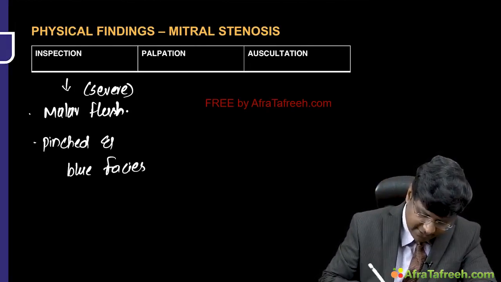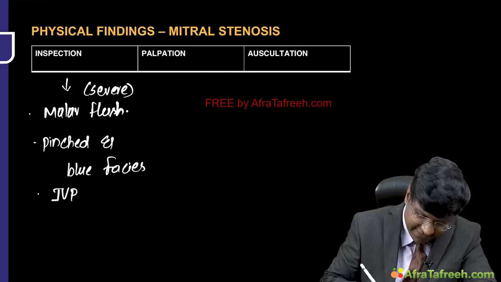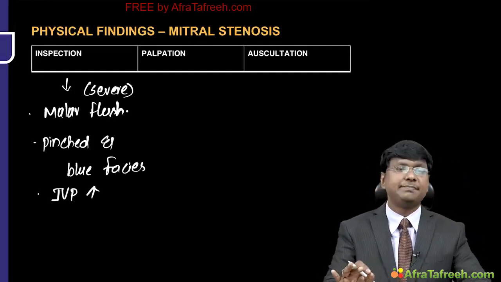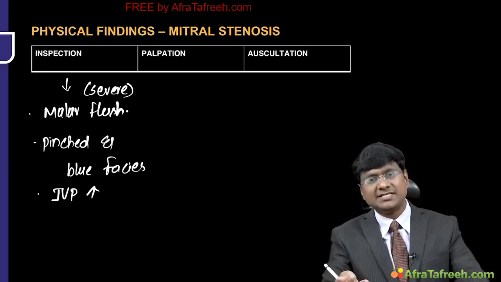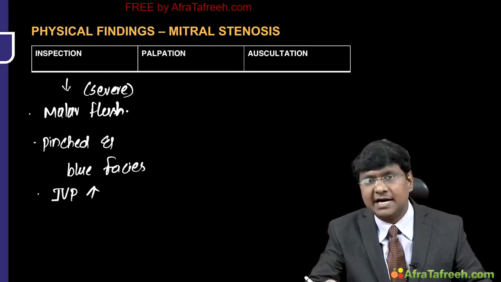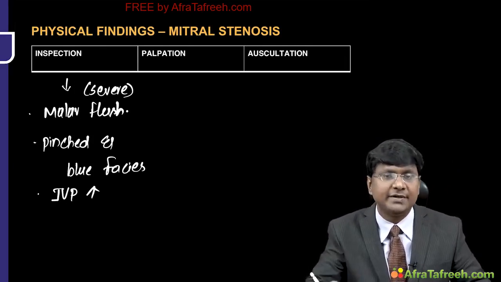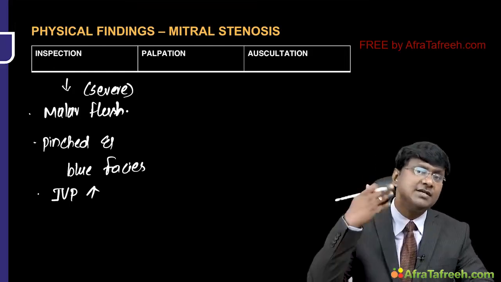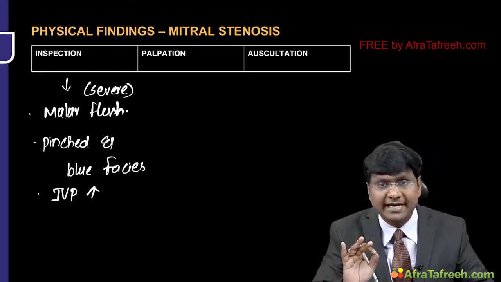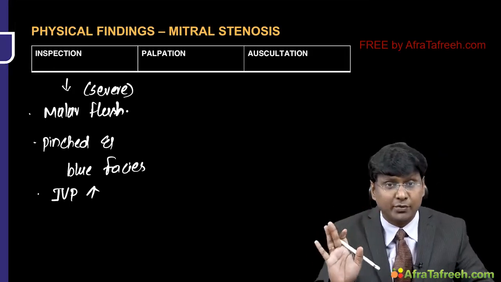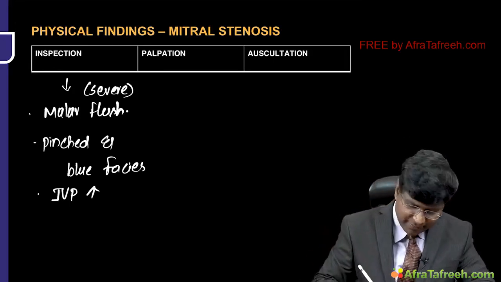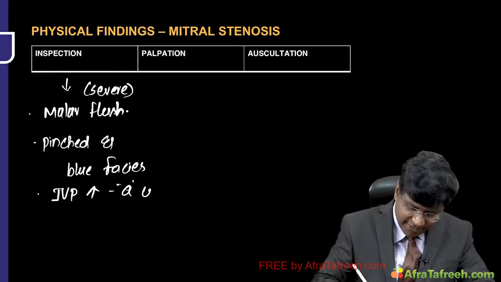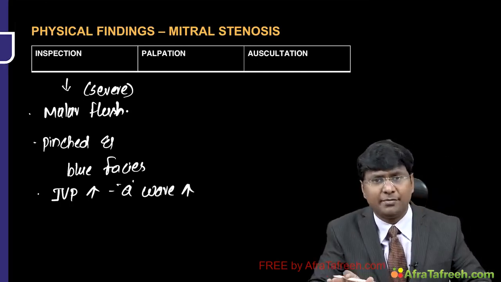And how will be the JVP? JVP will be elevated. That happens only if there is development of pulmonary hypertension. Once there is pulmonary hypertension, that will increase the afterload on the right ventricle. Subsequently, it will increase the right atrial pressure, and thereby the JVP will be elevated, and you will have prominent waves. So what will be that prominent wave? That is the prominent A wave. Right. The A wave will be prominent.